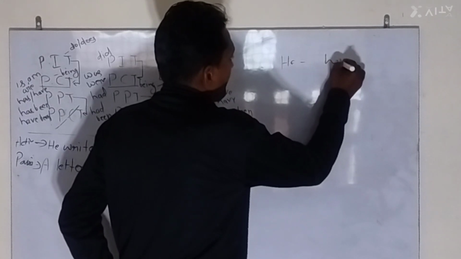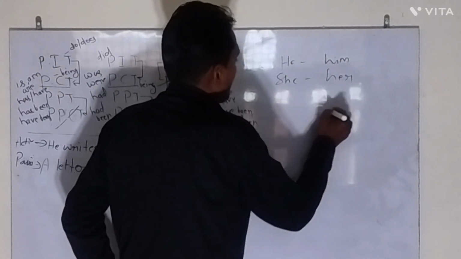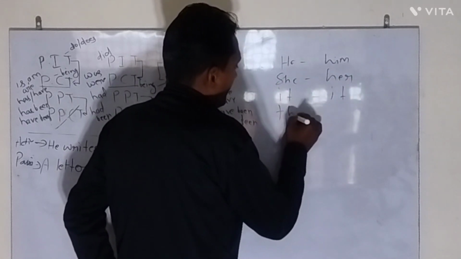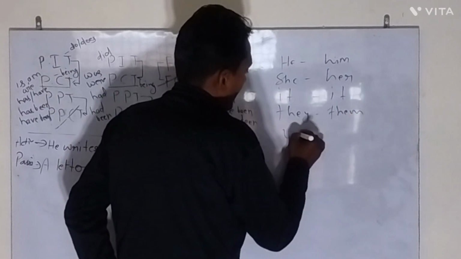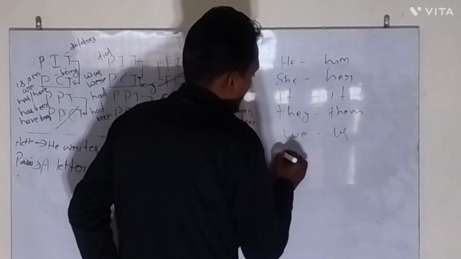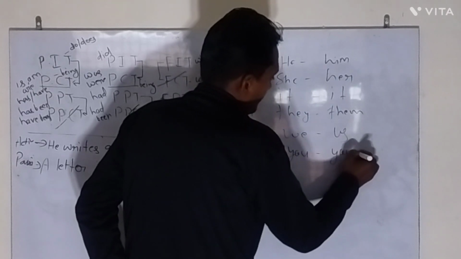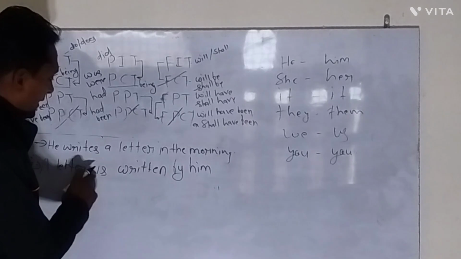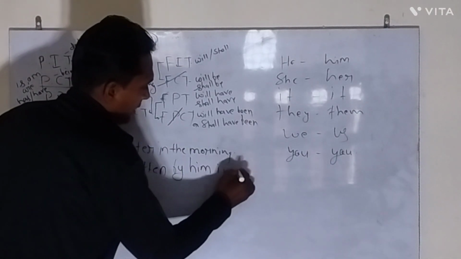He becomes him, she becomes her, it remains it, they becomes them, we becomes us, and you remains you. This is basic, right? A letter is written by him, and then another object, in the morning.